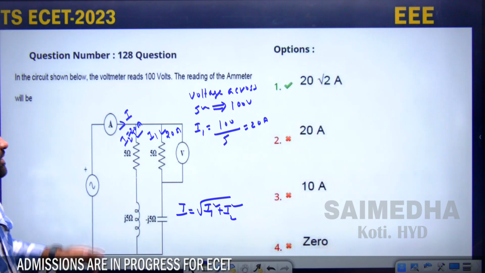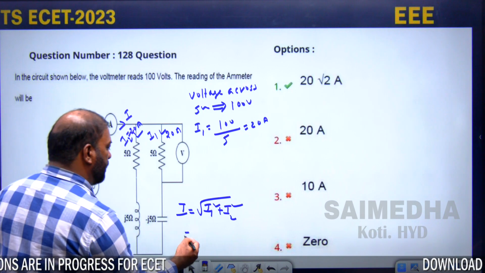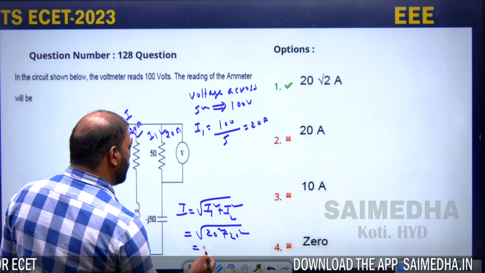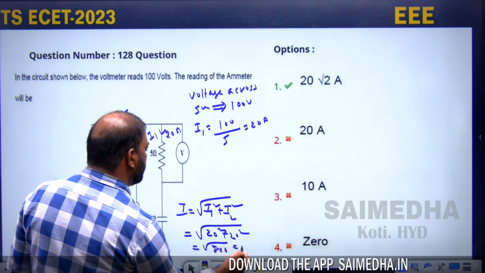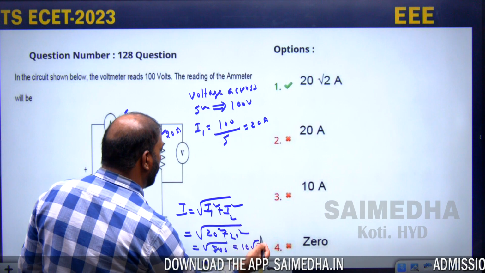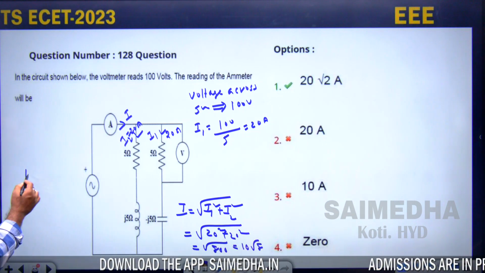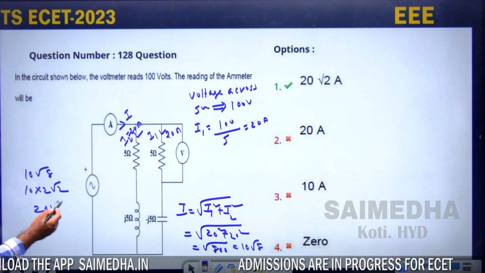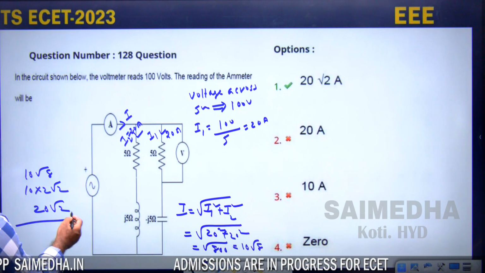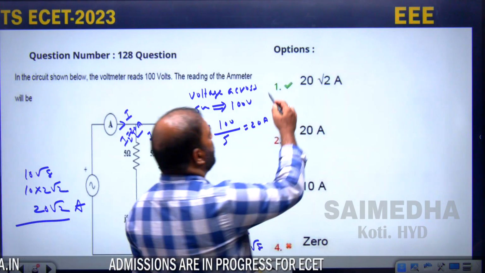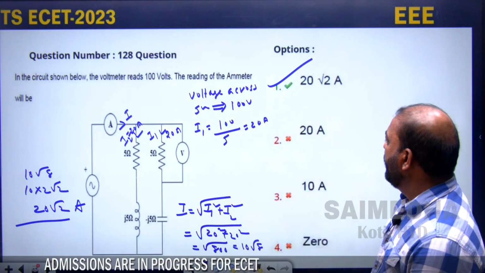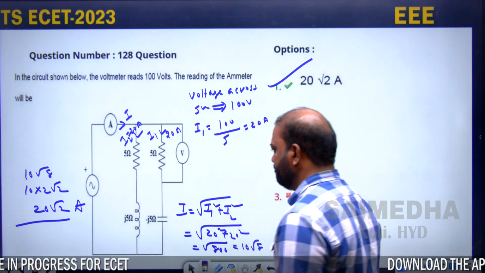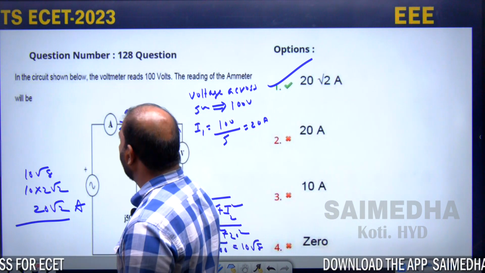But it is an AC circuit, that's why I is equal to root of I1 square plus I2 square, which is root of 20 square plus 20 square, root of 800, which is 10 root 8. Root 8 is simply 2 root 2, so 10 into 2 root 2 is 20 root 2 amperes. It is given in option 1. So option 1 is the right answer.